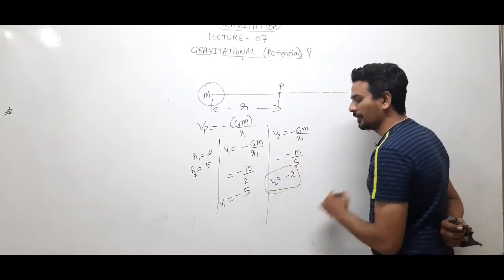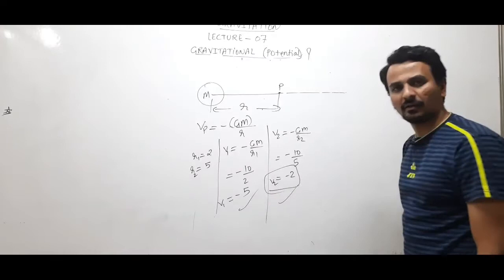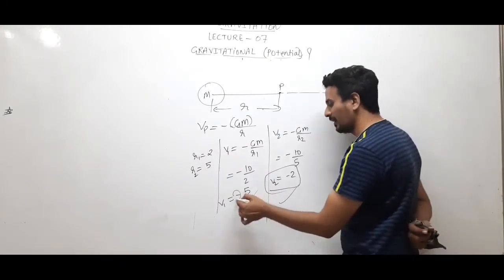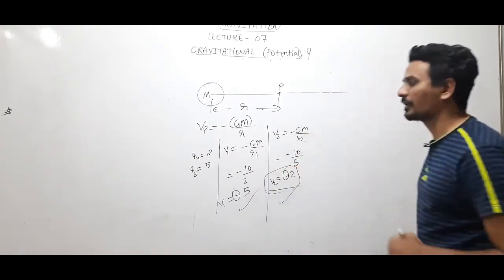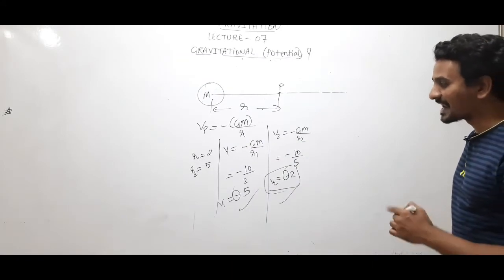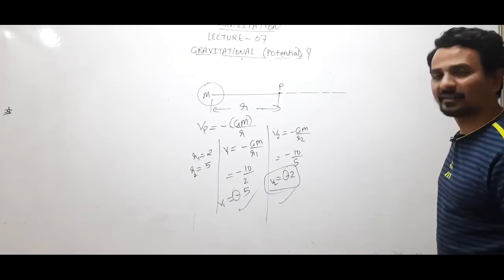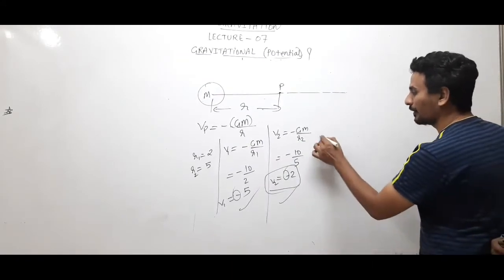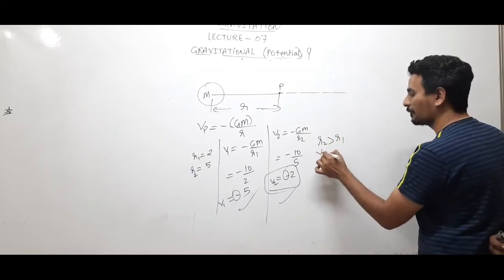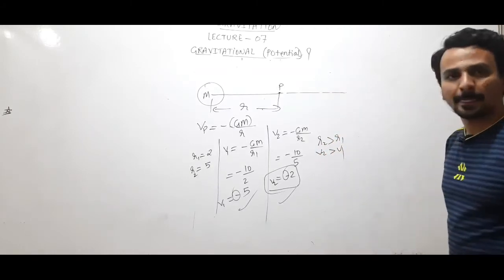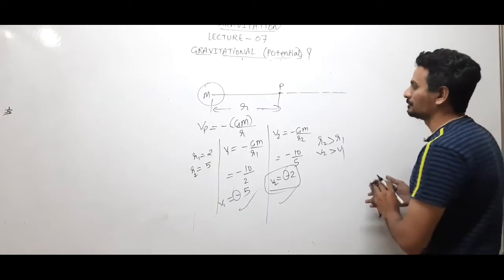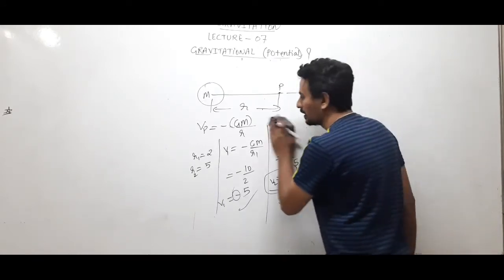See, clearly minus 2 is greater than minus 5. So the role of the negative sign is very important. That means potential increases with an increase in the distance. See, R2 is greater than R1. What we found? V2 is greater than V1. Okay. Fine. Now, clear? Okay.